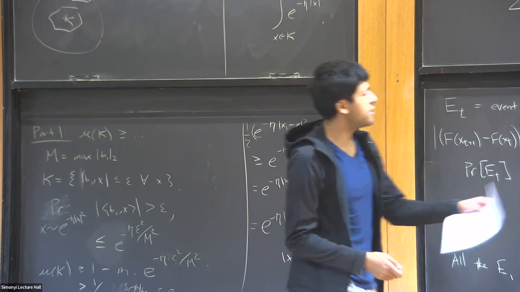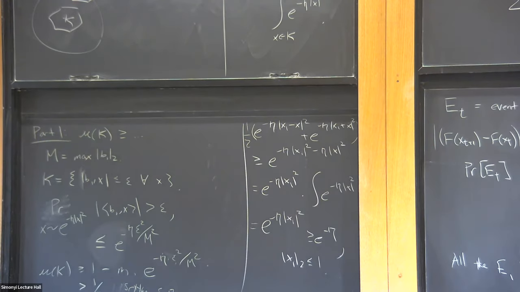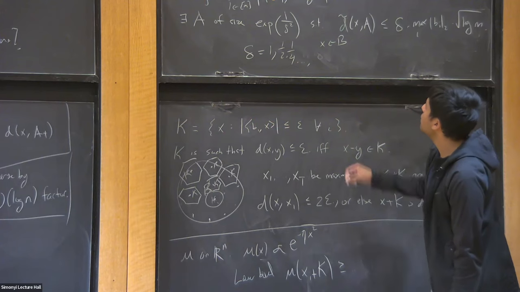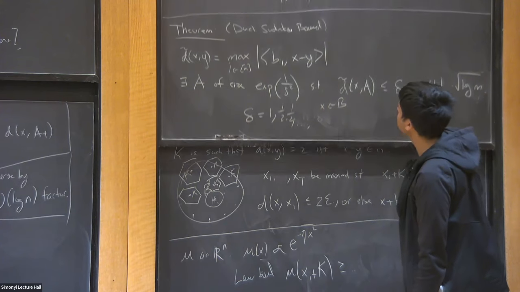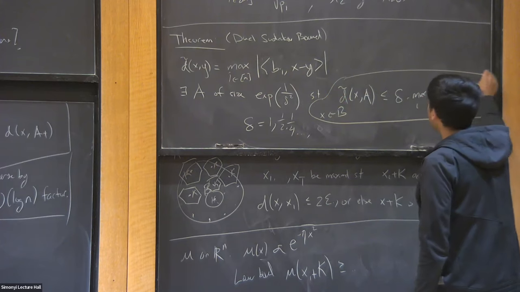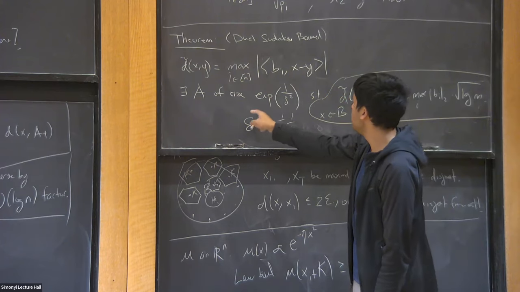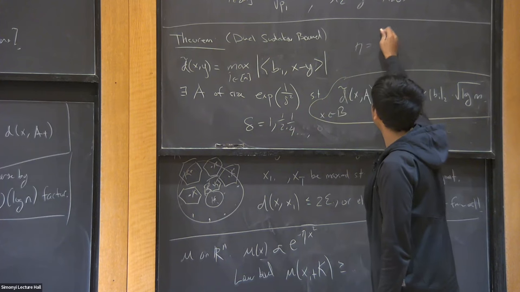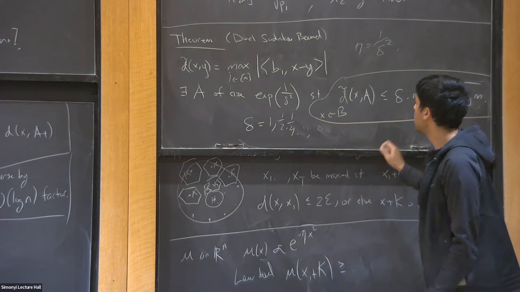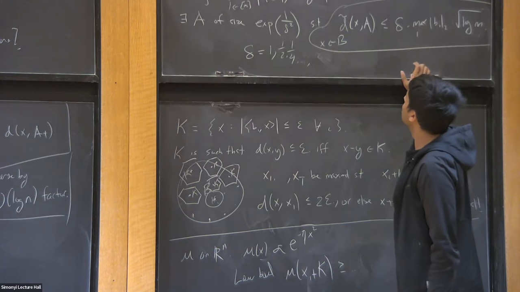Okay. And finally, I'm not going to write all this out because it's getting a little bit much, but you set epsilon to be this quantity that I wrote here. And then you can check that you need to set eta to be basically 1 over delta squared to make it work out. It'll be fine. Okay.